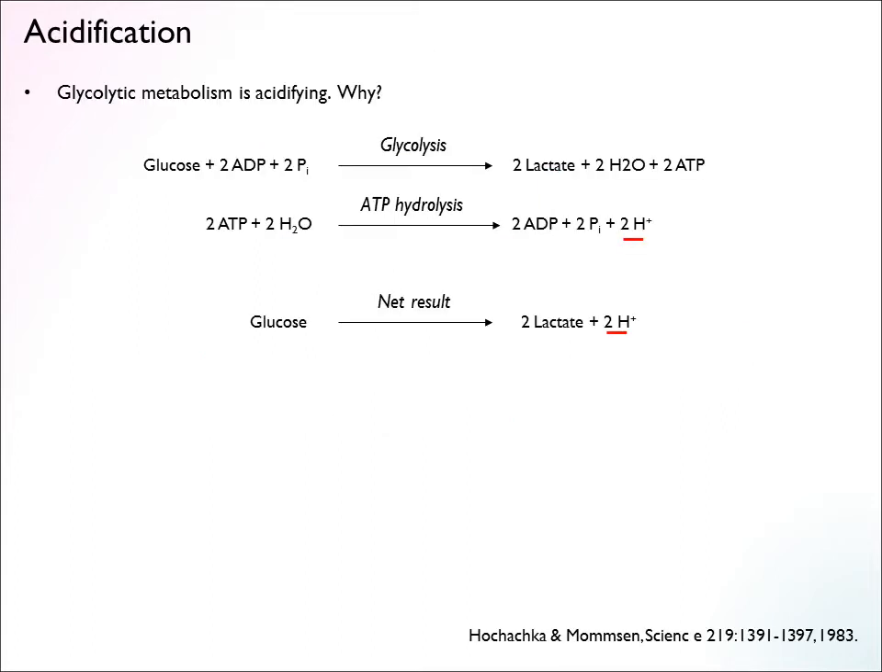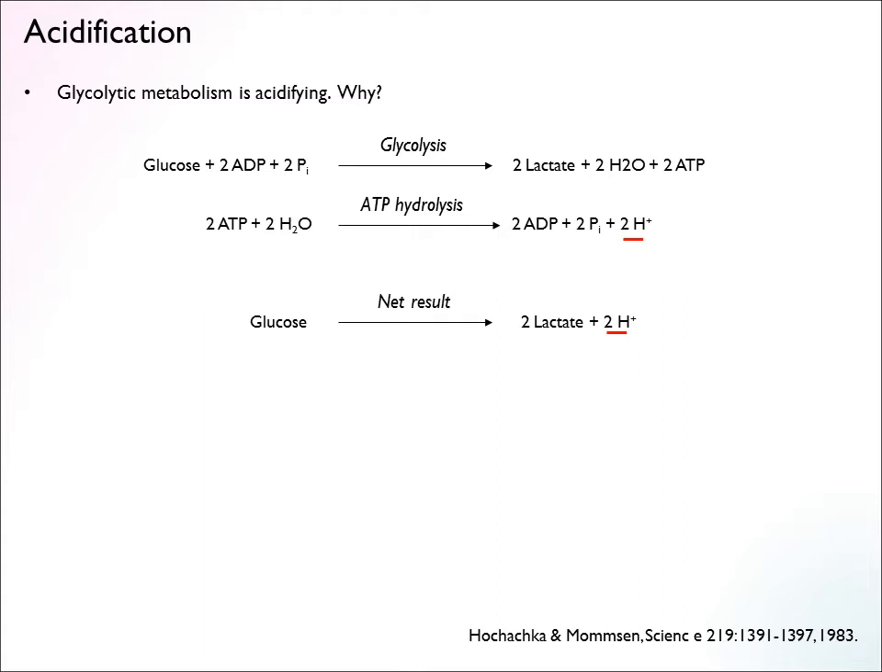So one problem with glycolysis, which is talked about a lot, is acidification. So glycolytic metabolism is known to be acidifying. So it lowers pH, it produces acid. And why does this happen? So it's a common conception that glycolysis produces lactic acid. That's actually not entirely true. So glycolysis produces lactate. And lactate in itself is a base. So this is not acidifying. If anything, it makes the pH a bit more alkaline.